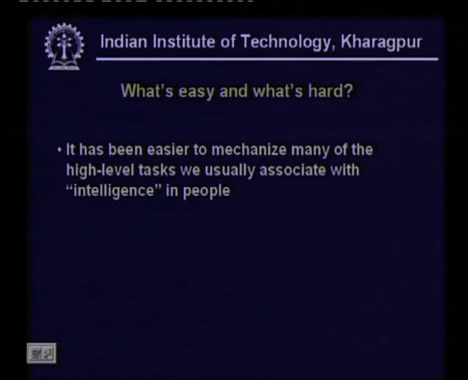Now, which of these problems are easy for the computer to do, and which of these problems are hard? Surprisingly, it has been much easier to mechanize many of the high-level tasks, which are so-called expert tasks. It has been easier in the history of AI and the history of computers to solve problems which are really the domain of experts, but AI has not had the same amount of success in dealing with mundane tasks.